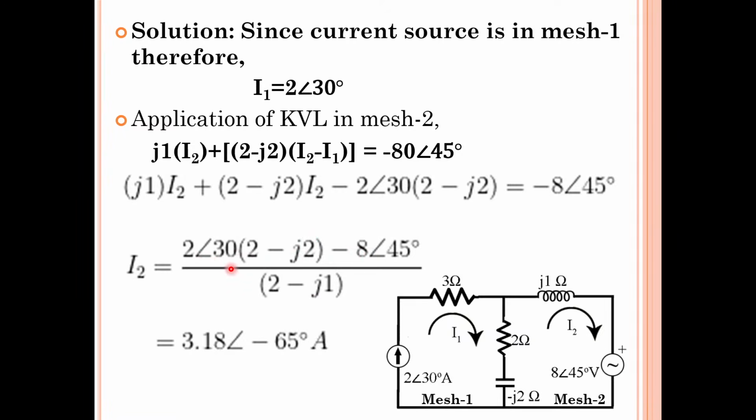So if you have polar terms, this is a polar term, this is a rectangular term. If you have a combination of polar and rectangular, you can convert them into one form, either polar form or rectangular form. So here I have converted all the terms into polar. I have done the simplification, and at last I have got this expression for I2.